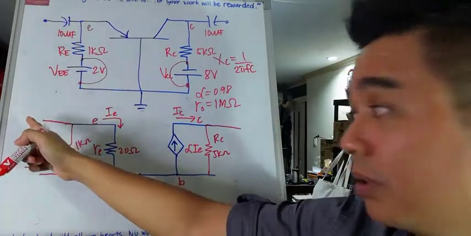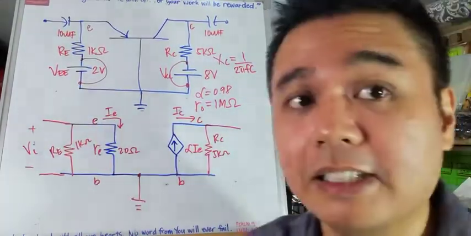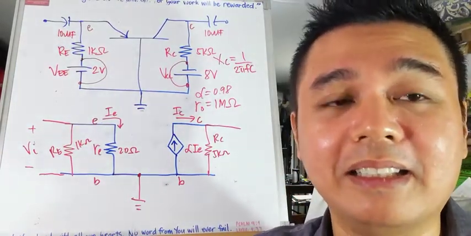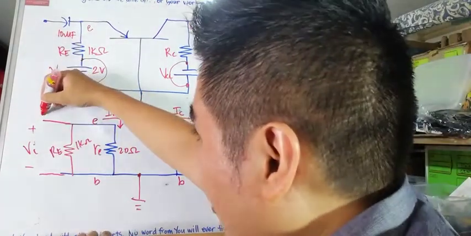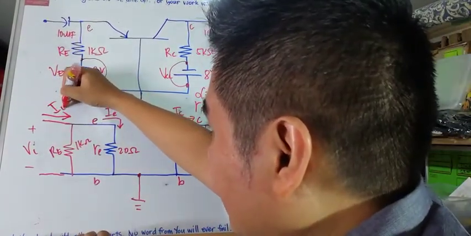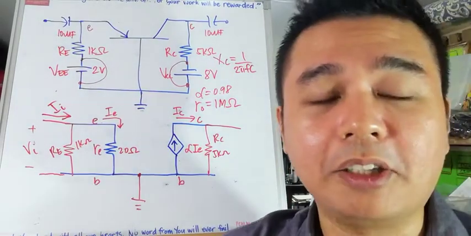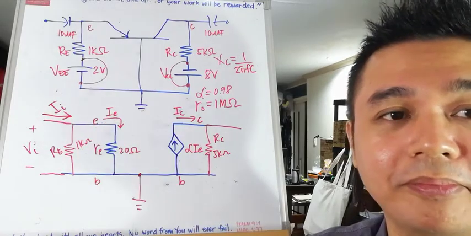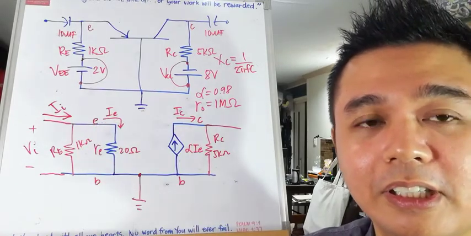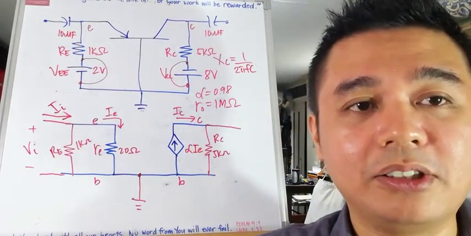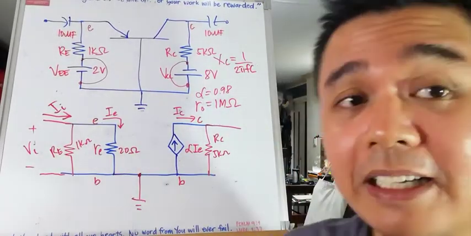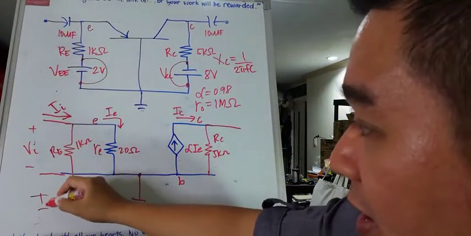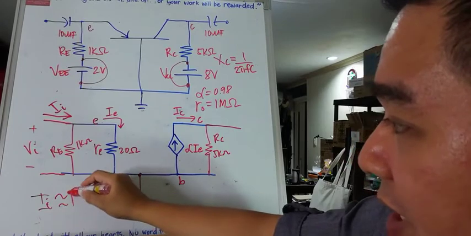So dito pumapasok yung kuryente and then dito lumalabas. Right. So ano ulit yung kuryente na napoproduce ng V sub I? Di ba't I sub I? So ito yung ating I sub I. Alright. The question is, is I sub I also equal to I sub E? To be exact, no, or to be precise, hindi sila equal talaga. But we can approximate I sub I to be equal to I sub E.